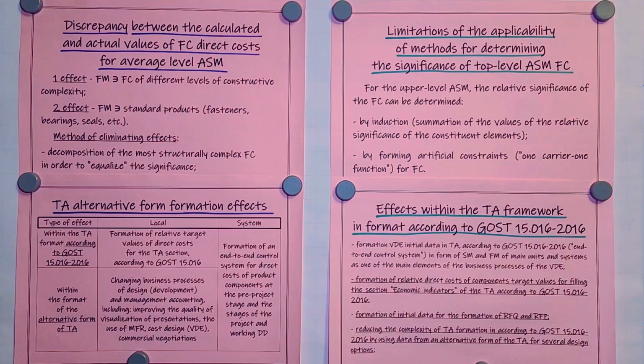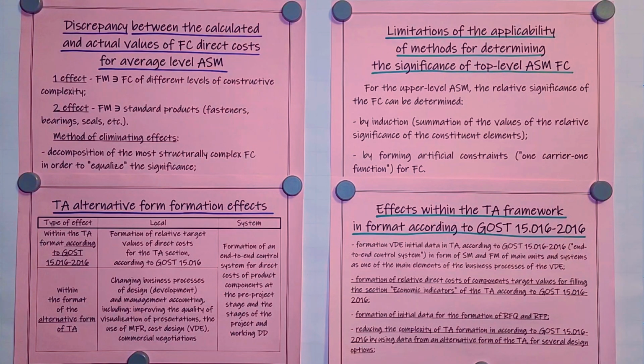And the second, the possibility of reducing the complexity of developing technical requirements and technical assignment according to GOST 15016 for several design options by replacing technical requirements and technical assignment according to GOST 15016 with an alternative form of technical assignment, complete functional model, structured model reports, etc. at the early stages of the product.